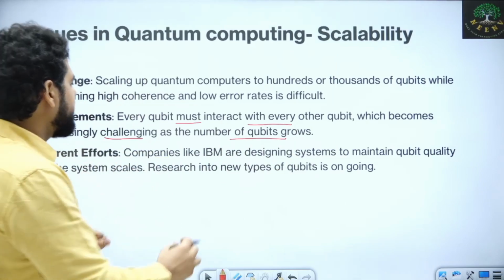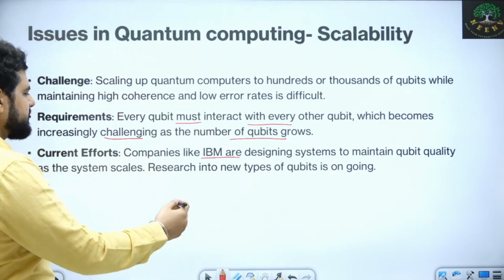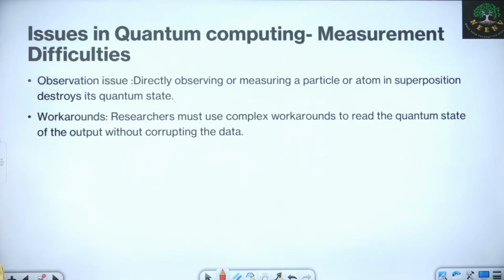So current efforts like IBM are designing systems to maintain qubit quality as the system scales. Research is going on. Okay, it's a developing frontier technology.